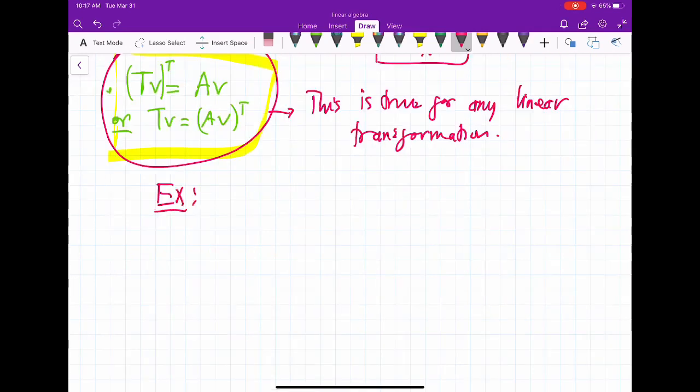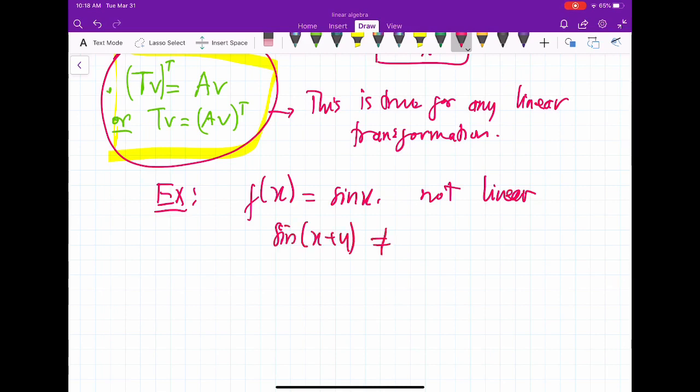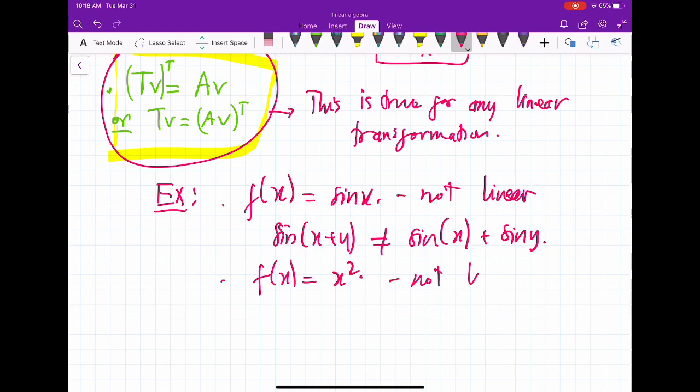Suppose you have f of x equal to psi x. Of course, this is not linear. Why? Because psi of x and y is not psi of x plus psi of y. Right? And a parabola, that is not linear. We know that. The linear case is only ax plus b.